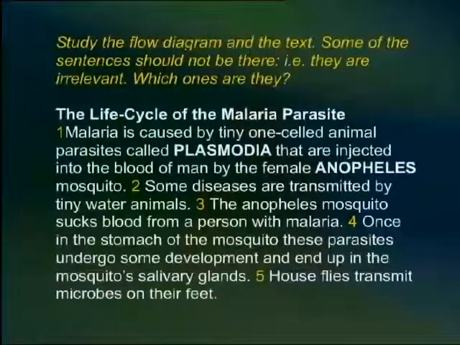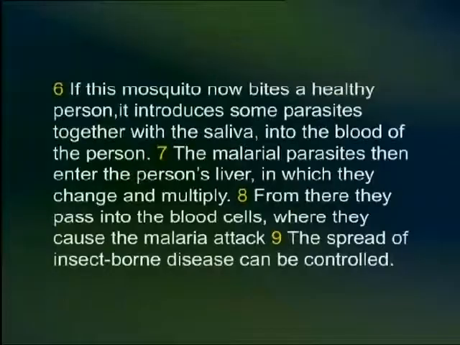Which sentences were they? Go through it. The sentences are numbered for you, and I'm sure that makes it easy for you to spot them. The irrelevant sentences are number 2, some diseases are transmitted by tiny water animals, and sentence number 5, houseflies transmit microbes on their feet. These 2 sentences are not part of the life cycle of the malaria parasite. Therefore, they do not form part of the text.